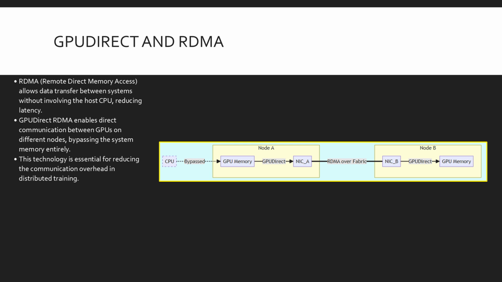Without this, the CPU would become a bottleneck, unable to feed the GPU's data fast enough. What did we learn? We learned that the CPU is a bottleneck we must avoid. The important point is that GPU Direct RDMA creates a direct path for data between GPUs across the network.